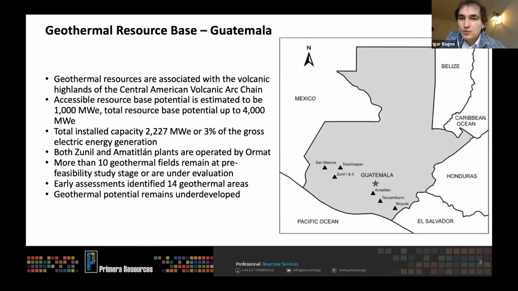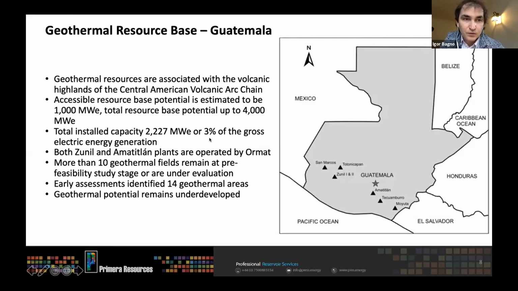Another country which we looked at is next to El Salvador. We looked at Guatemala and at the existing power generation projects, the power plants, and also at the exploration projects or projects which are under re-evaluation. Again, the resource potential is quite high. It's possibly higher than in El Salvador, but as the country is bigger, the overall proportion of the energy which is generated by geothermal is lower.